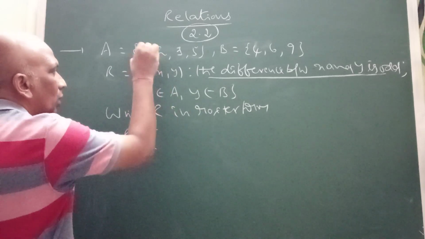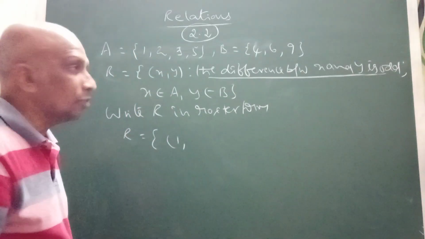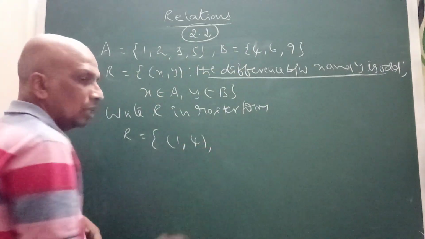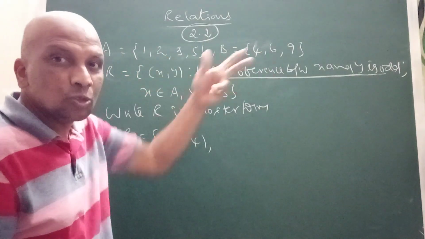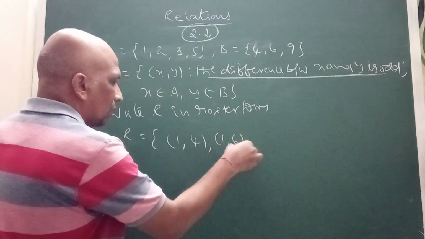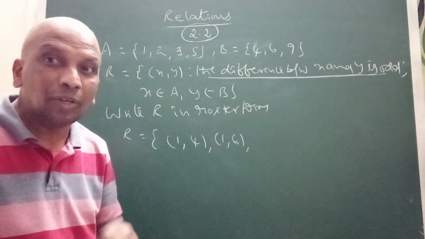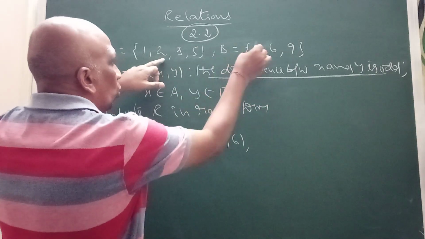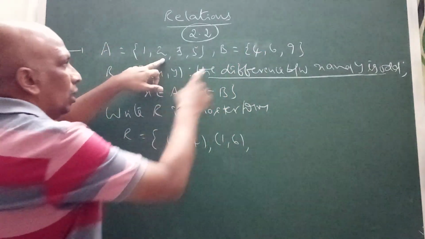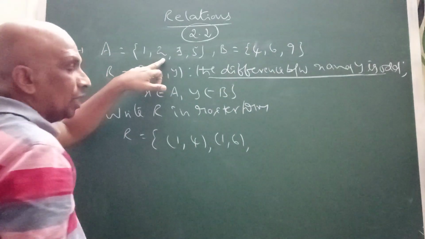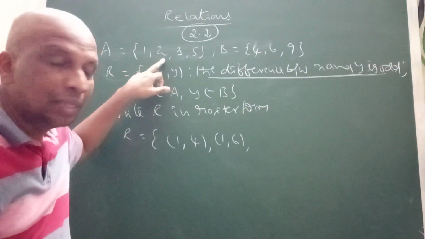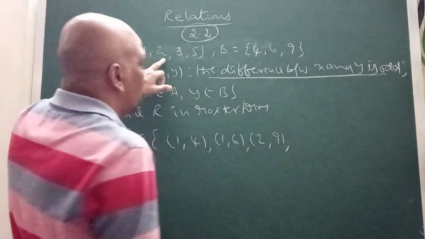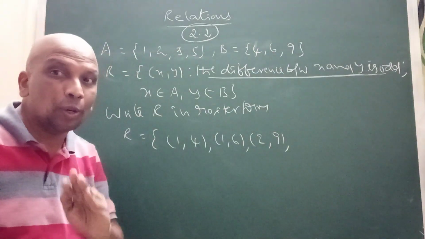R is equal to, take the first element 1. Check with 1: 1 minus 4 is 3, an odd number, so I can consider (1, 4). 1 minus 6 is 5, so I can consider (1, 6). If you take (1, 9), the difference is 8, I don't want that. Now coming to 2: (2, 4), the difference is an even number. (2, 6), the difference is even, right? (2, 9), the difference is 7, an odd number, so I can consider (2, 9). The difference should be an odd number.